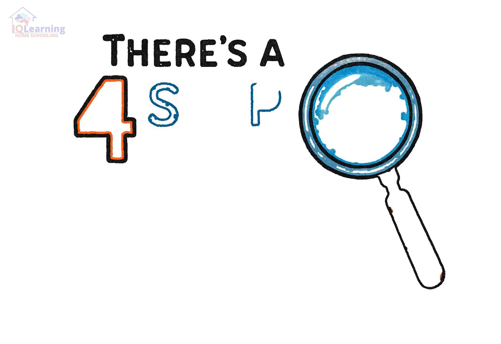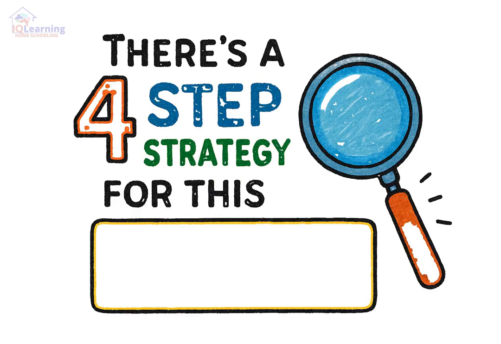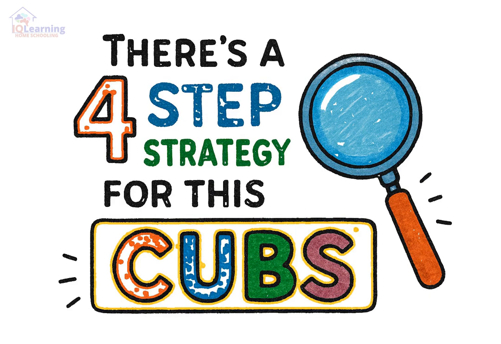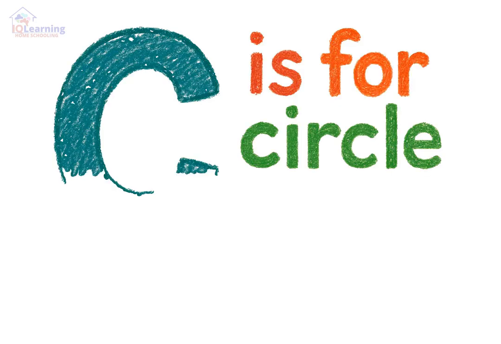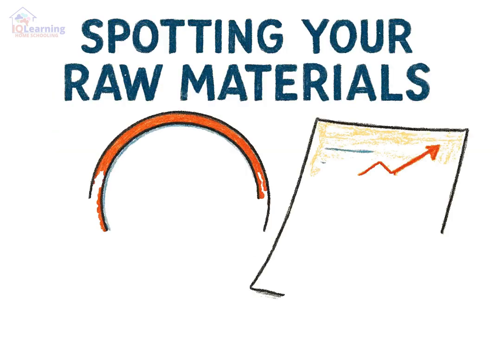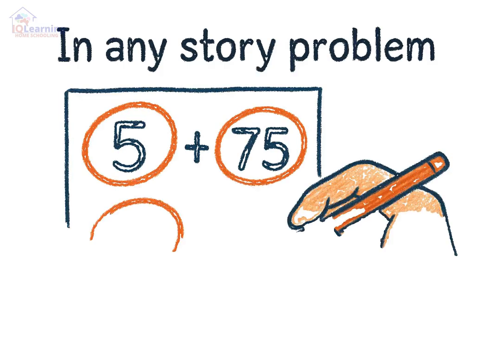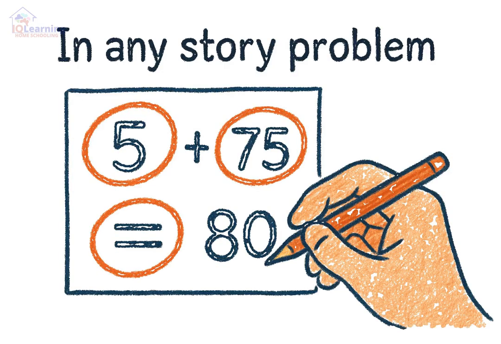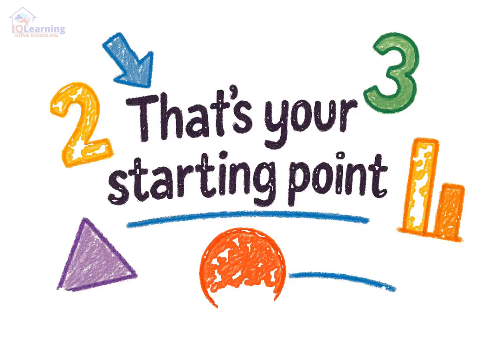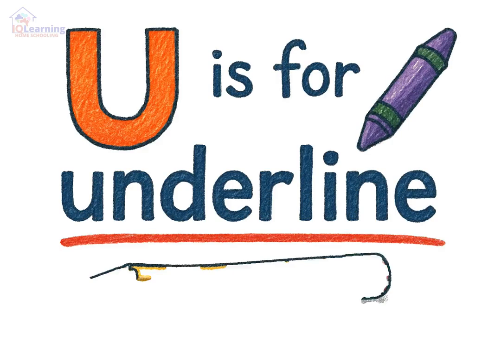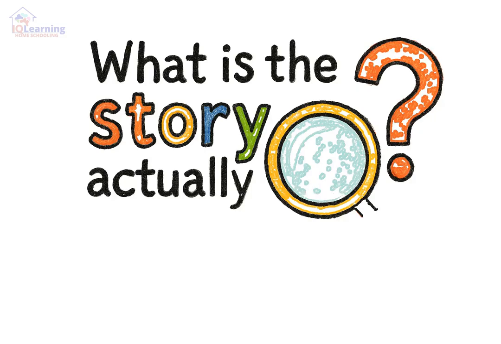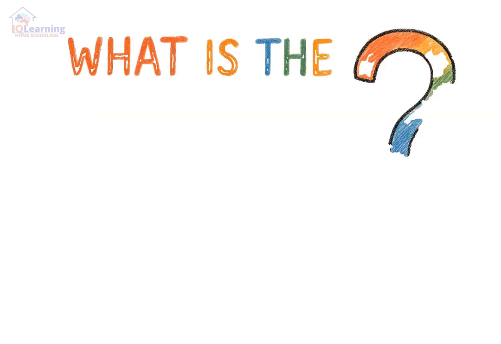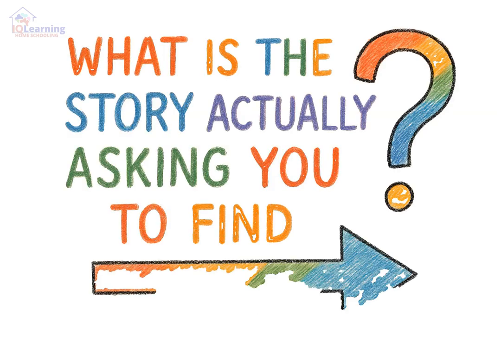There's a 4-step strategy for this, a kind of decoder for word problems. It's called CUBS, C-U-B-S. C is for circle. This is about spotting your raw materials. In any story problem, you find the numbers, the data, and you circle them. That's your starting point. U is for underline. This is your mission. What is the story actually asking you to find? You underline that question so you don't lose sight of the goal.